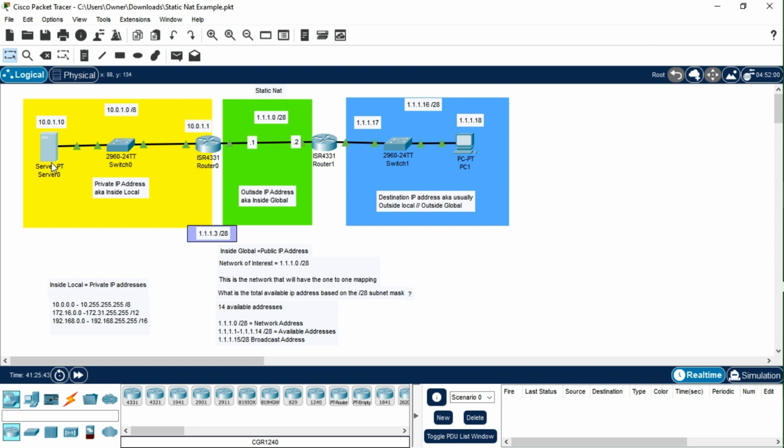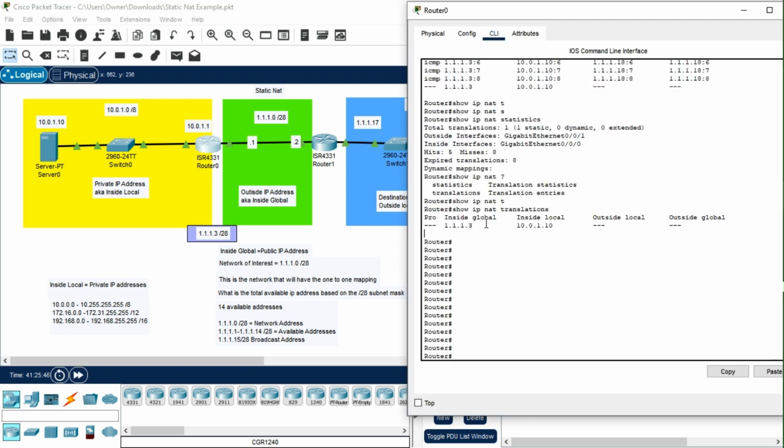Now let's come back here. Our inside global is basically one of these IP addresses. We can't use point one, 1.1.1.1, because that address is already being used by this router. We have to use another available address. In this case, we use 1.1.1.3.